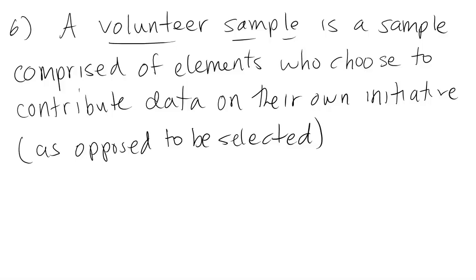In a volunteer sample, the method for gathering the data simply exists. And the person gathering the data doesn't actually select anybody, but rather allows others to self-select for the study. So for example, if you go to a restaurant with comment cards at every single table, you weren't randomly selected to get a comment card. That comment card is just sitting there, waiting for you, and if you choose to fill it out, great. But you have to make that choice. You weren't selected, you are selecting yourself. You're contributing data on your own initiative.